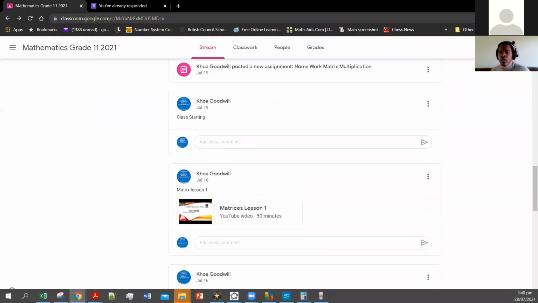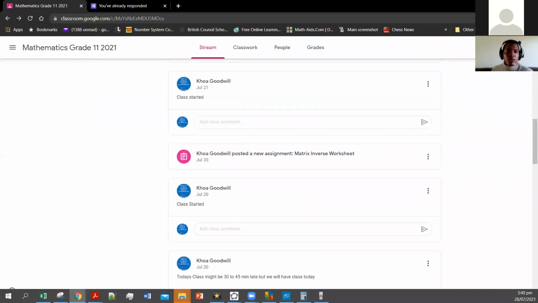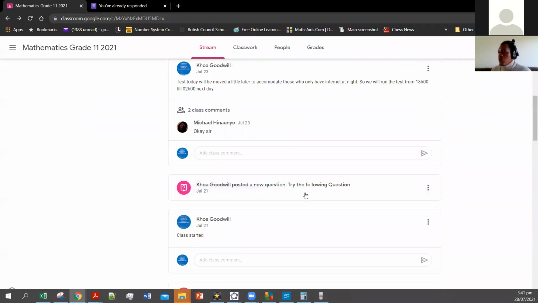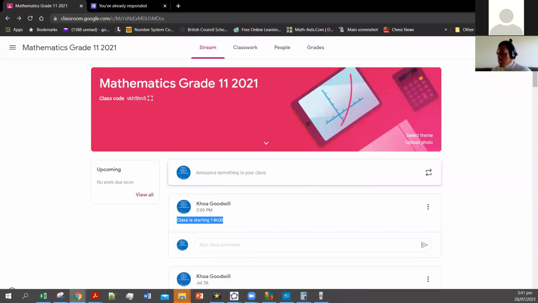And God willing, if lockdown is taken away, we will be seeing each other next week, and we will just do revision. So at school, I'm not going to be doing matrices. I will only be doing statistics and probability, and then hopefully in September, time permits, we will do revision on everything, and then everything will be fine.